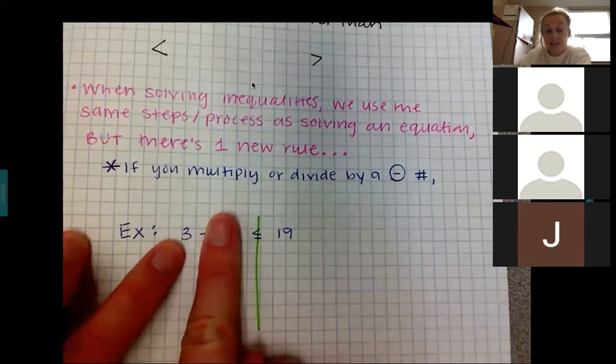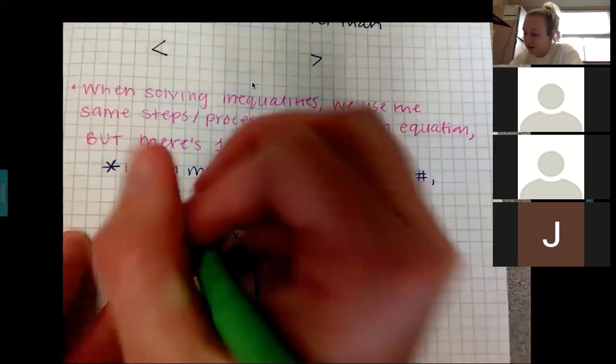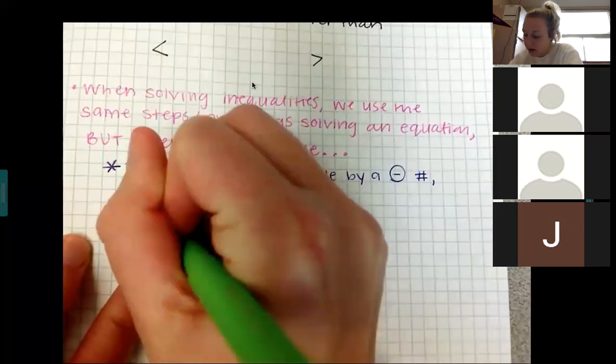So if it's a +3, how do I move it? How do I get rid of it? Subtract it. Very good. We're going to do the opposite. Is everybody okay with that?